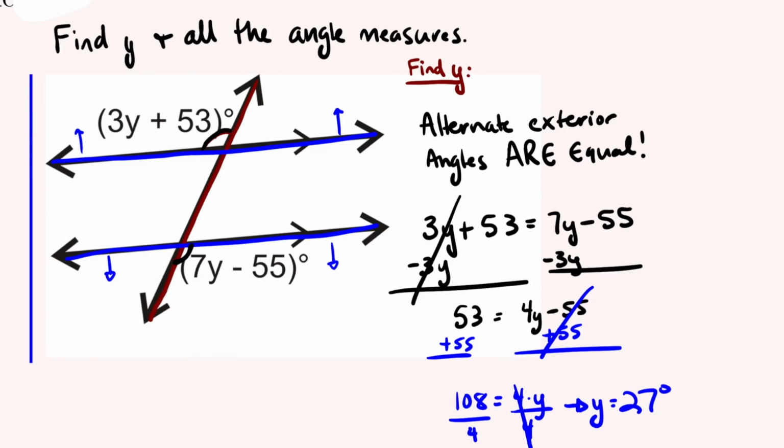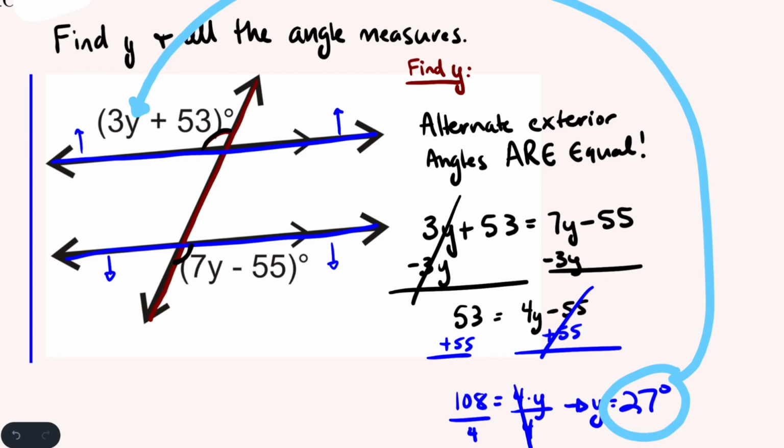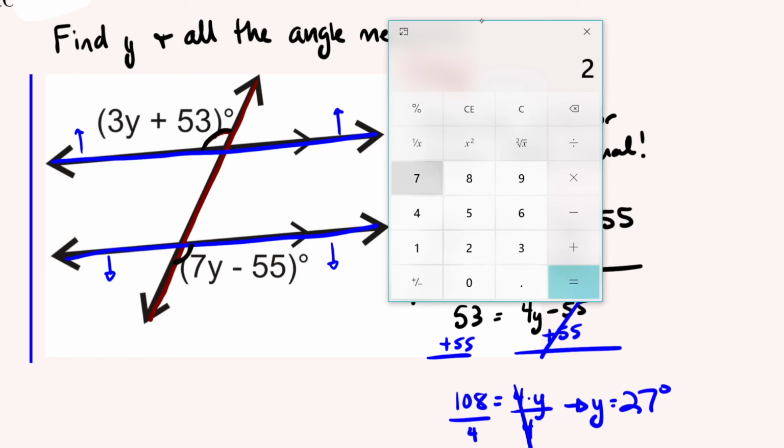Now we were asked to find all of the angle measures, so keep in mind y is 27, but that does not mean this angle is 27. In fact, what we'll need to do here is substitute in 27 in for y, so 3 times 27 plus 53. And we see this angle should be 134. Now if this angle is 134, its alternate exterior is also 134.